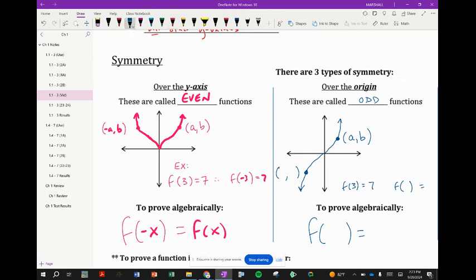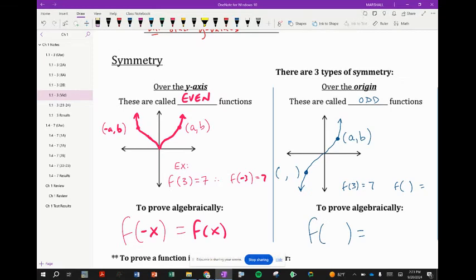Odd functions are symmetric over the origin. What that means is that you could reflect them both horizontally and vertically, and they would become the same graph. Or you could turn the graph upside down and it would look the same. That's what it means to be symmetric over the origin. They look the same right side up as they do upside down.